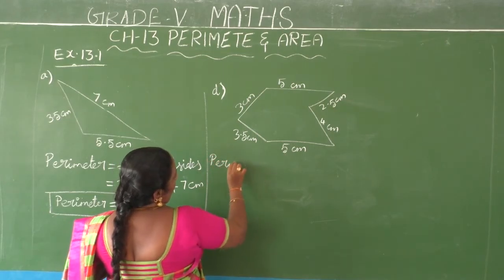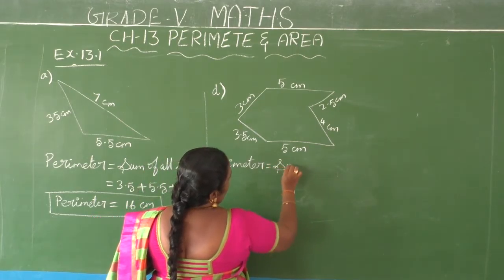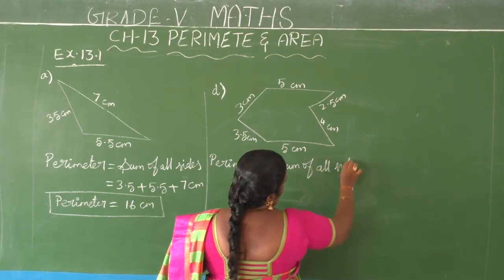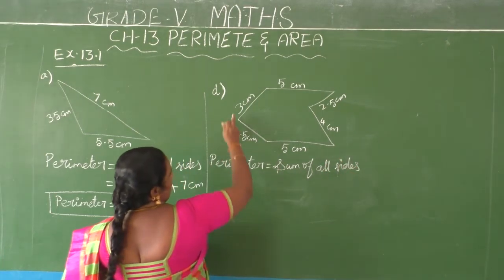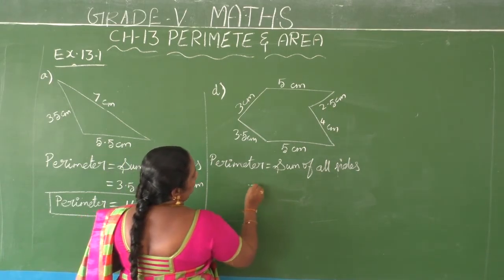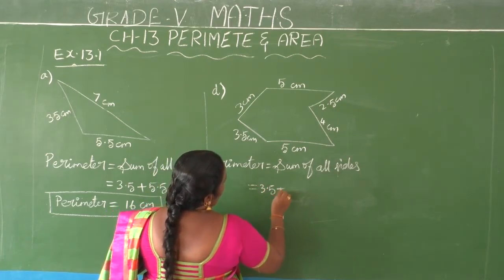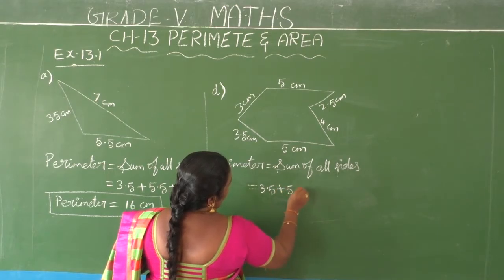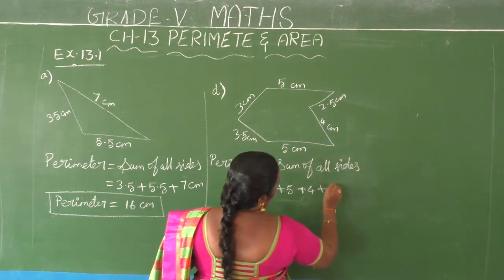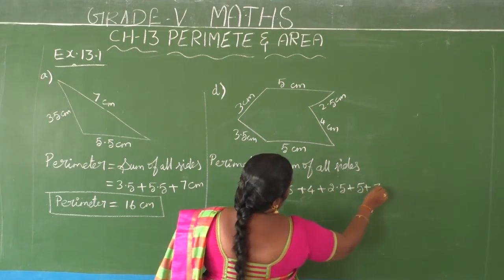Perimeter is equal to the sum of all sides. So we have to add all the sides, that's all. You don't miss any side, okay? You have to write all sides, then only your answer will come correctly. 3.5 plus 5 plus 4 plus 2.5 plus 5 centimeter plus 3 centimeter.